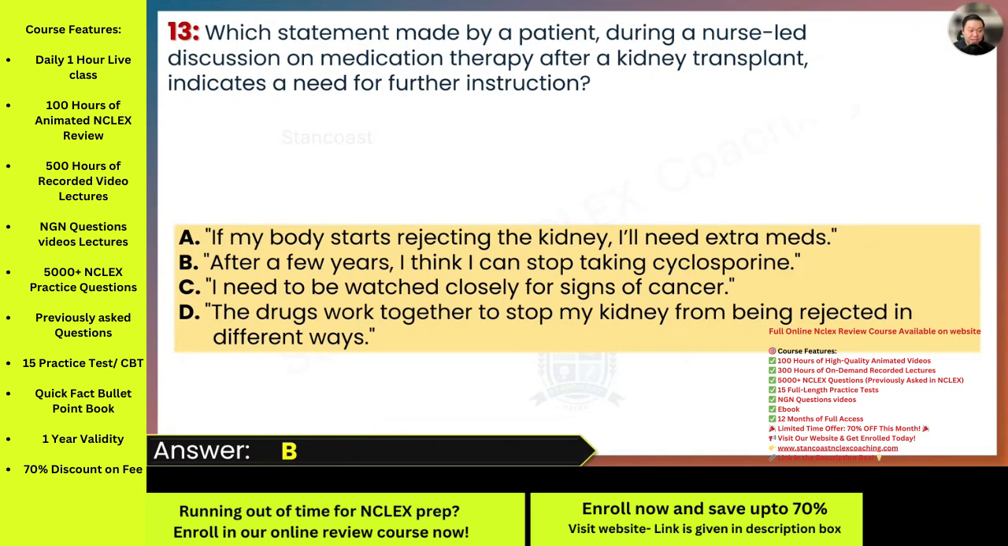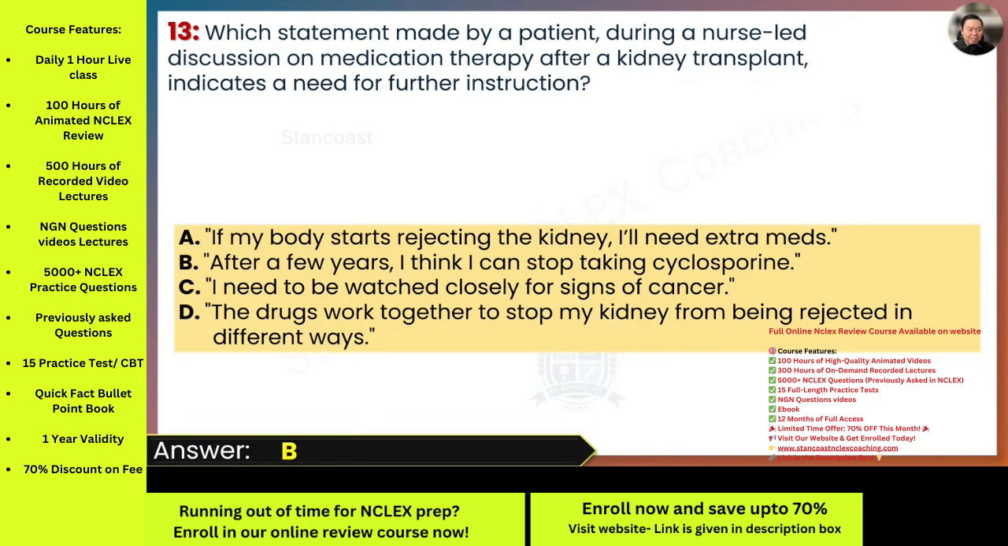Now, what about letter A? It states, if my body starts rejecting the kidney, I'll need extra meds. Well, this statement is accurate if a patient experiences acute rejection. They will require additional medications, maybe steroids or other immunosuppressive drugs, in order to manage the rejection episode. And we know that this is going to be a serious concern after a kidney transplant. And so the patient's understanding here is correct. So we're eliminating this one.